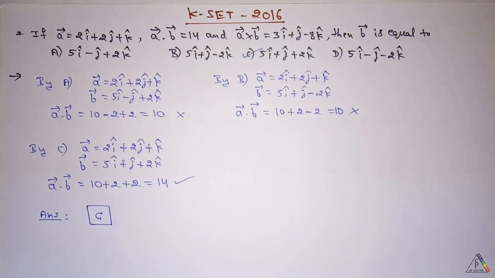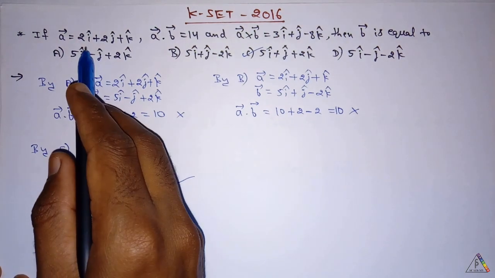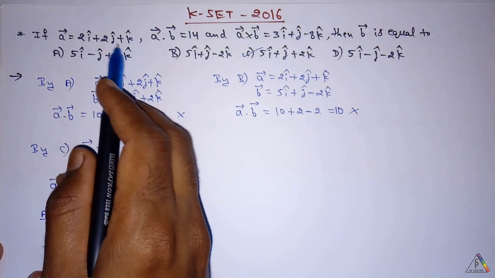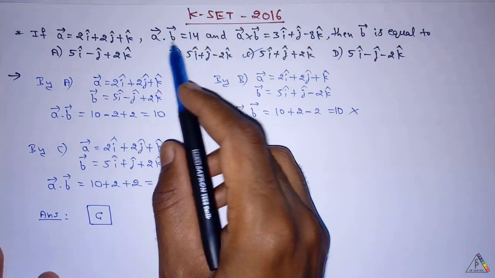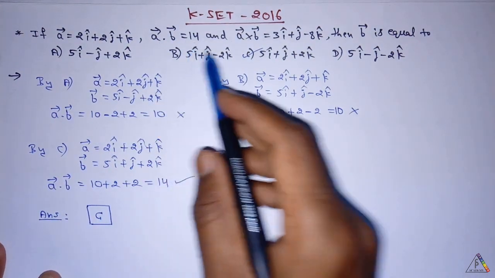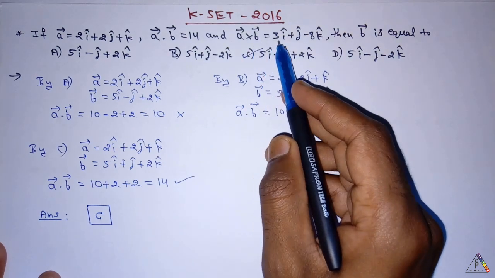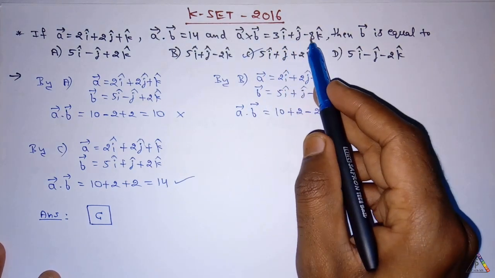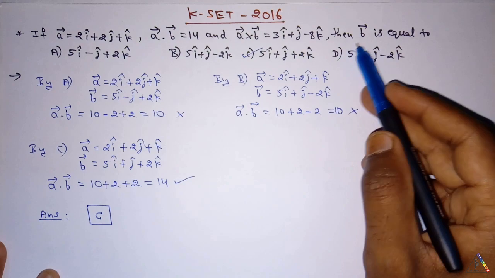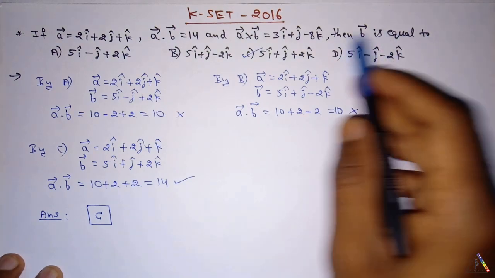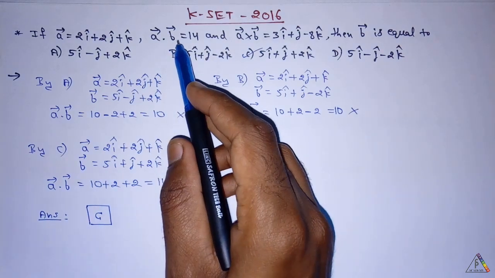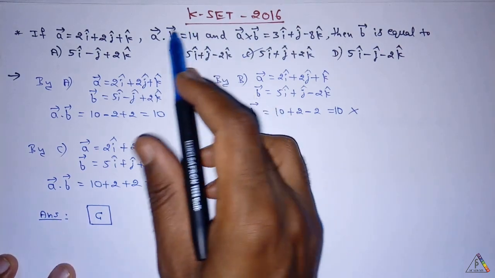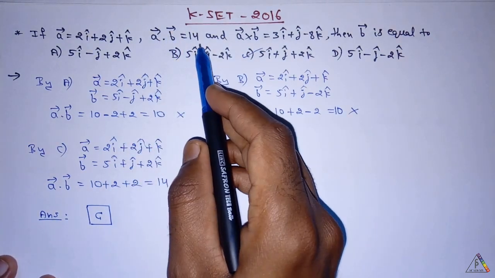Next is KSET 2016 question. If a vector is equal to 2i cap plus 2j cap plus k cap and a vector dot b vector is equal to 14 and a vector cross b vector is equal to 3i cap plus j cap minus 8k cap, then b is equal to, they are given the one vector and they are asking the other vector in which the dot product of those two vectors are 14.